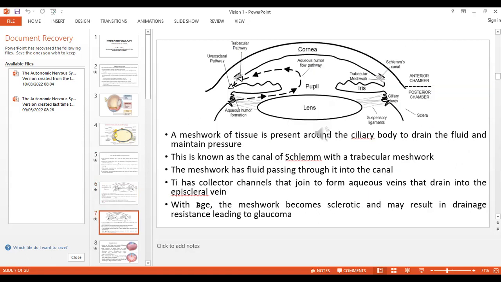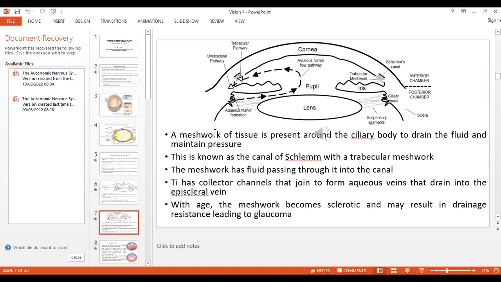Okay, so now we are still on the same diagram. Please don't think that we are talking about something else. So now there's a meshwork of tissue. A meshwork of tissue is present around the ciliary body to drain the fluid and maintain pressure, because pressure is very important in the human eye, so that we prevent eye defects. No wonder if you look at the pressure range, we said 10 to 20 millimeters of mercury.